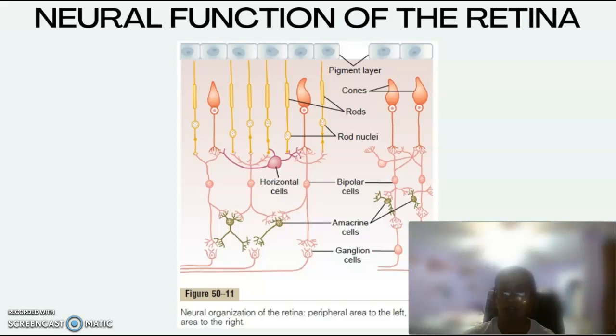And then next, the amacrine cells transmit signals in two directions, either directly from the bipolar cells to the ganglion cells, or horizontally within the inner plexiform layer from axons of the bipolar cells to dendrites of the ganglion cells, or to the other amacrine cells. And then lastly, the ganglion cells transmit output signals from the retina through the optic nerve into the brain.